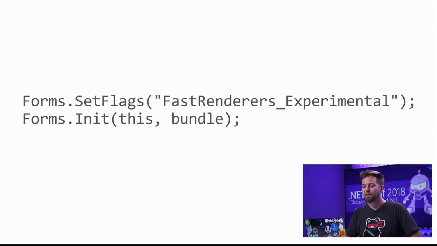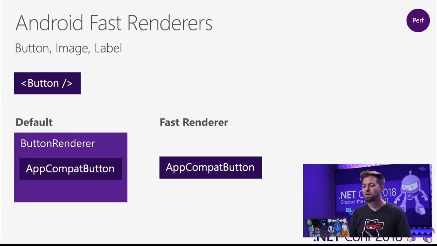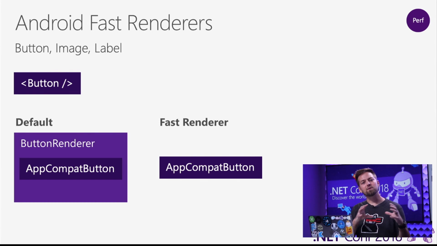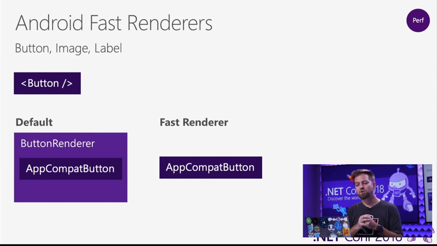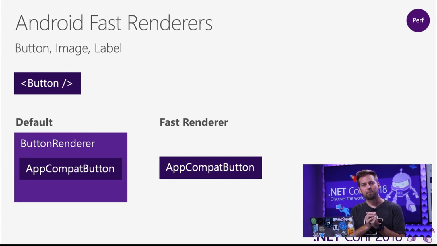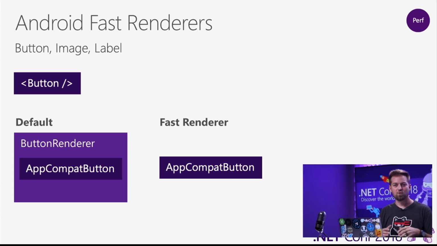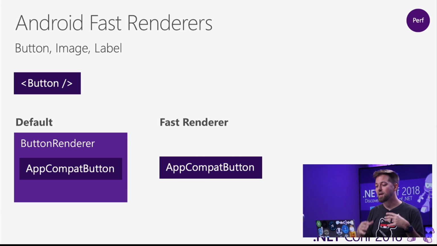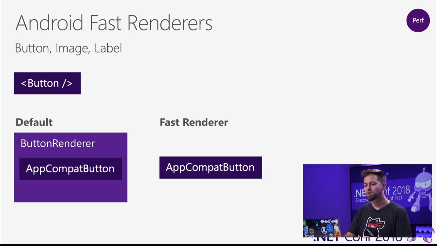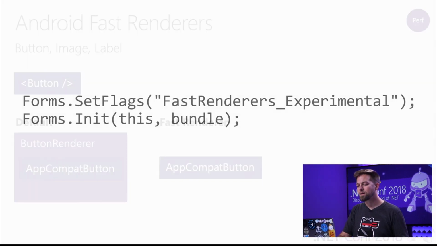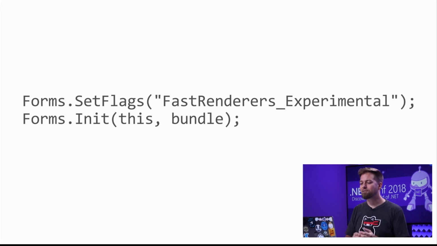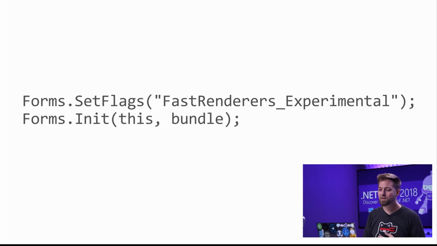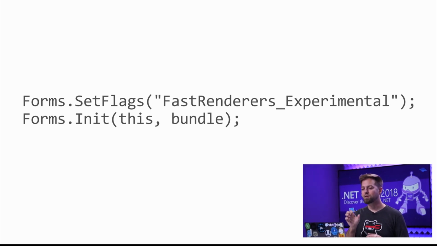So what we've done with fast renderers: when we went to fast renderers, we were able to refactor out everything that was in that button renderer and make sure that everything still worked with the app compat button. So this greatly reduces the UI that needs to get inflated to do your app, and thus improves performance, both in terms of runtime and startup. So to enable this, we have a set flags method. You call this just before you call the forms init, and you pass in the fast renderers experimental.